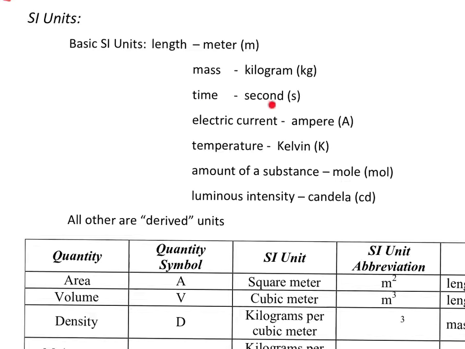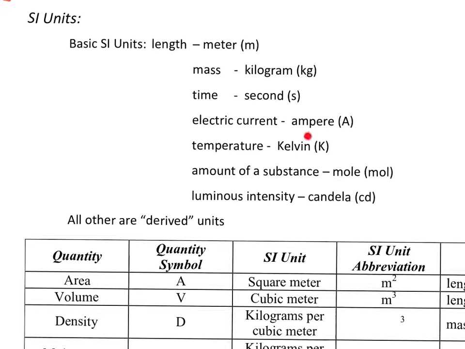Time, thank goodness, that's common between all countries. So we use seconds as the SI unit. So you know about how long a second is. Electric current is something that we're not really going to use very much. But it's an ampere. We're not even going to talk about that until AP Chemistry. So if you're not going to take AP Chem or Chemistry in college or Physics, then you're not going to really need to worry about what an ampere is. But it's the SI unit for electric current.